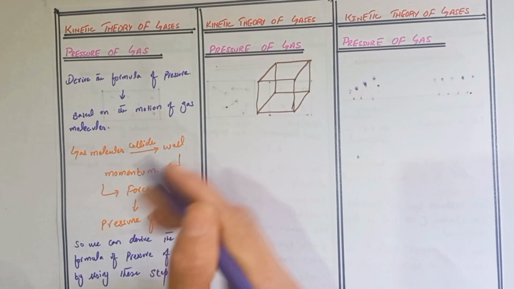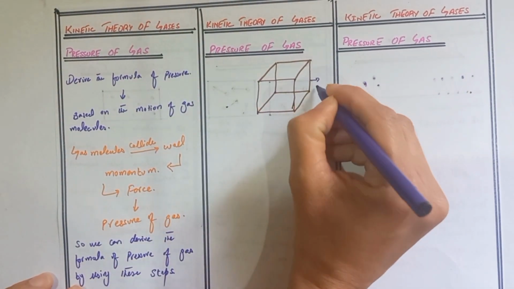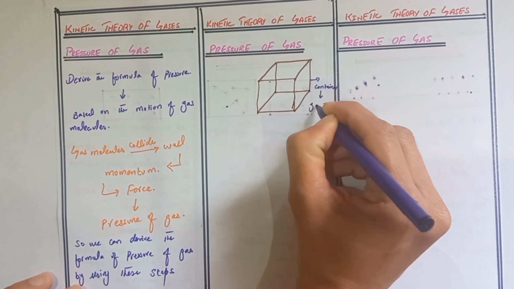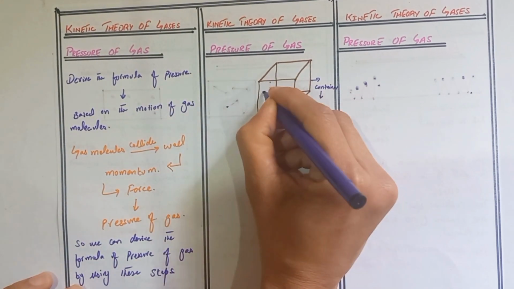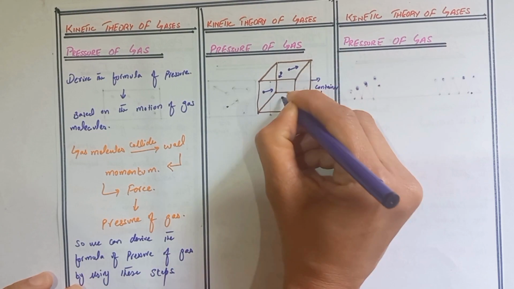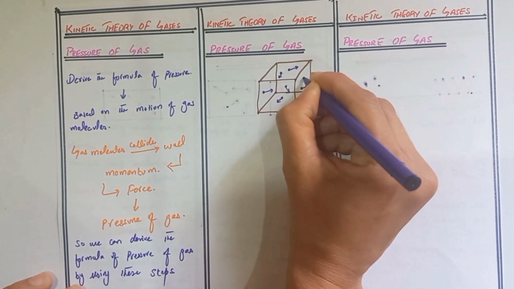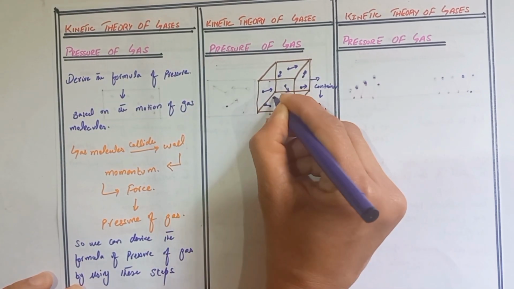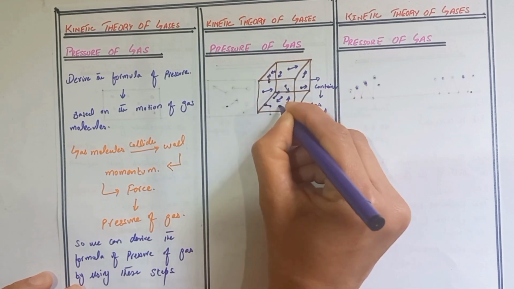So, let's start with the simple model. Here we take the container. That container contains the gas molecules. These gas molecules are in random motion in the container. They have no fixed direction. They move in random directions.